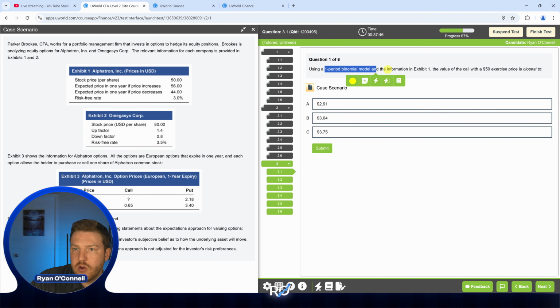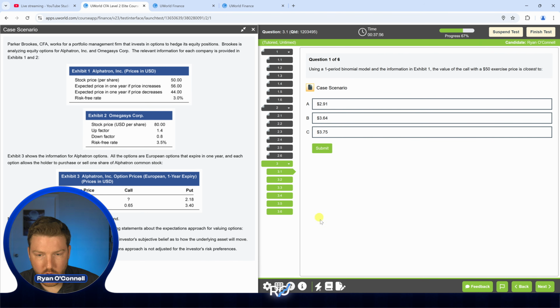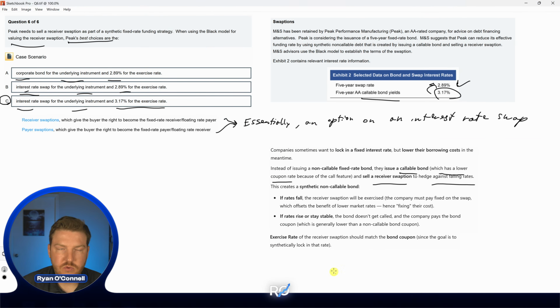Using a 1-period binomial model and the information in Exhibit 1, the value of the call with the $50 exercise price is closest to. So let's actually draw out this tree.